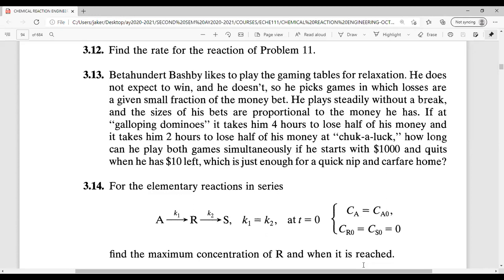So you have to understand here that this scenario is when he plays the game individually. At galloping dominoes, it takes him 4 hours to lose half of his money, and it takes him 2 hours to lose half of that same money, whatever the amount may be, at chuck-a-luck. This time, how long can he play both games simultaneously, if he starts with $1,000 and quits when he has $10 left. So that is Beta 100 Bushby. He likes to lose, and he always loses, but he doesn't mind as long as he has $10 left.